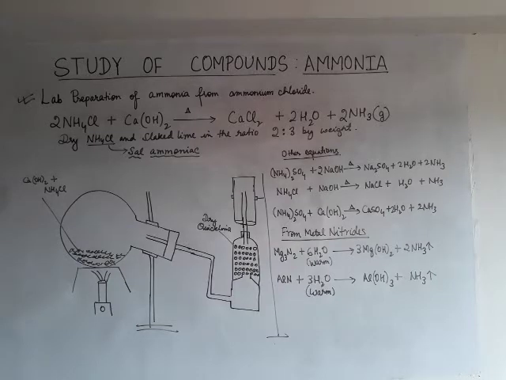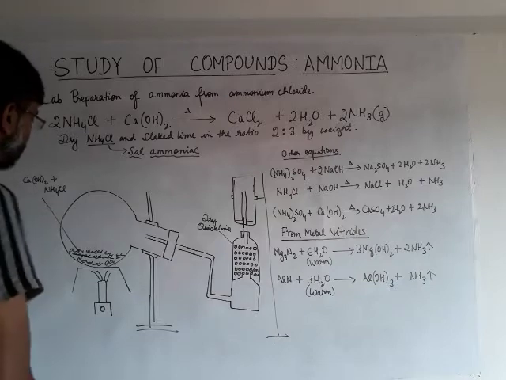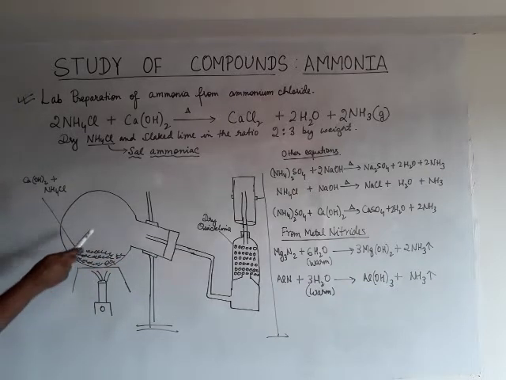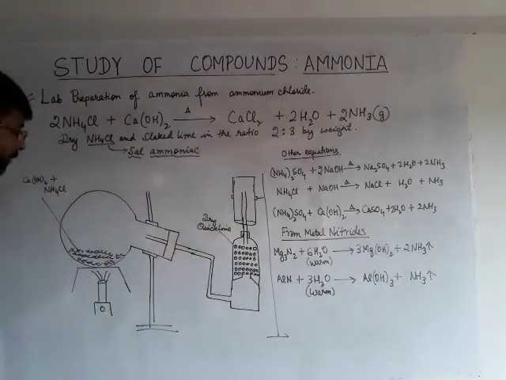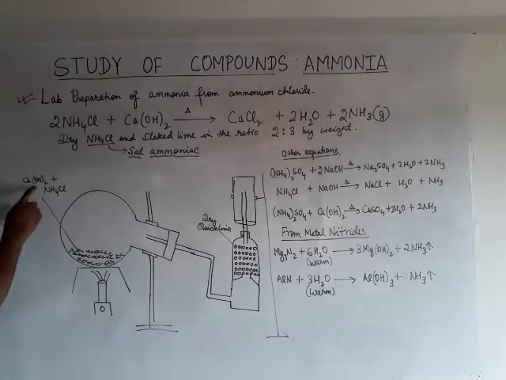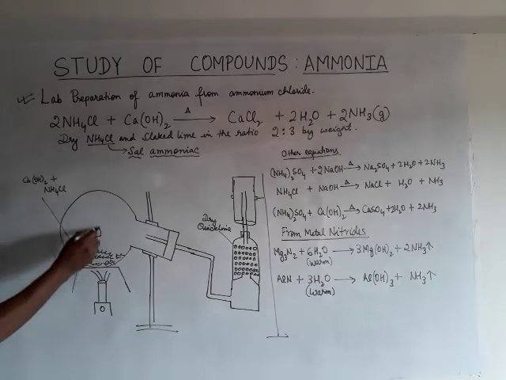Dry ammonium chloride is mixed with dry slaked lime. Ammonium chloride is commonly called sal ammoniac, and it is mixed with slaked lime in the ratio 2:3 by weight. Now look at the diagram. You can see a round bottom flask. In this flask, we take calcium hydroxide plus ammonium chloride in the ratio 2:3 by weight, and the flask is heated from underneath, and then the reaction starts and ammonia gas is formed.